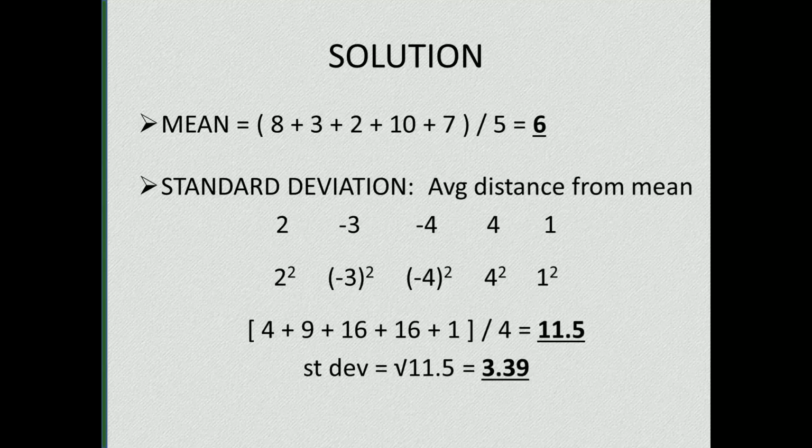Sample mean, that's pretty straightforward. Just add them all up. They add up to 30. We divide by 5. The average person in our sample got 6 hours of sleep.